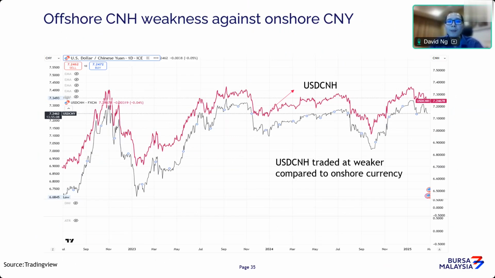So therefore, USD CNH will tend to show more weakness, because it tends to reflect what the outsiders are looking at or gauging where the Chinese currency market is. So whenever you look at offshore currencies, especially RMB, you really need to think of that. It's a reflection or a gauge of how the overall market is perceiving the Chinese currency to be.